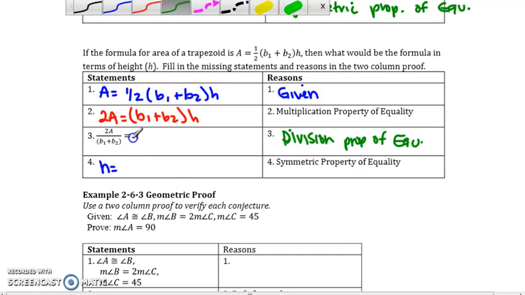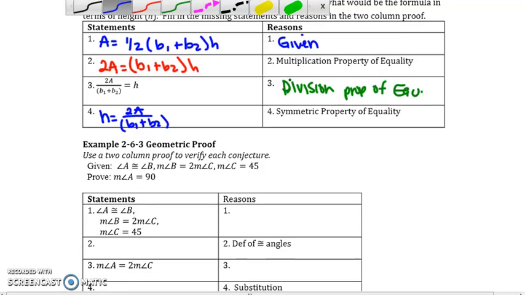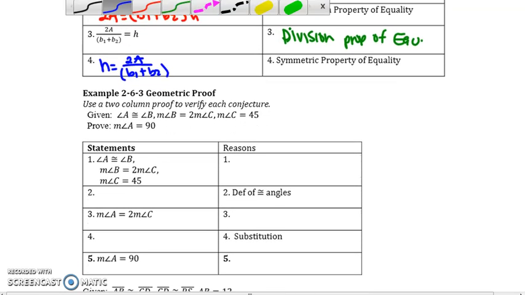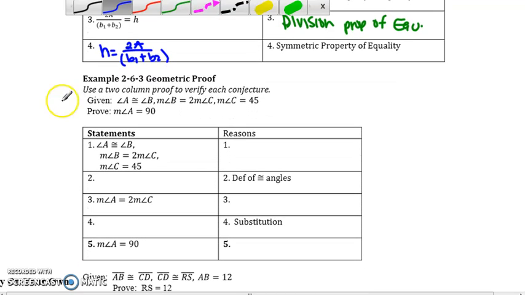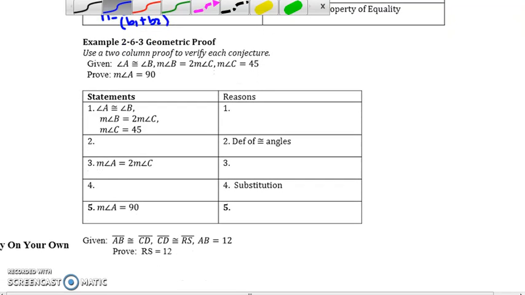Okay, now it looks like we can just rewrite it with our h at the beginning and then 2a over b1 plus b2 by the symmetric property. Just reversing those two. Kind of seeing the idea of how things flow. Let's take a look at another one.